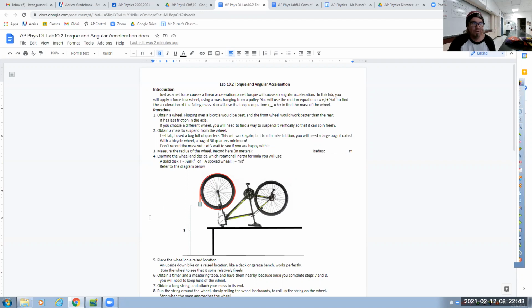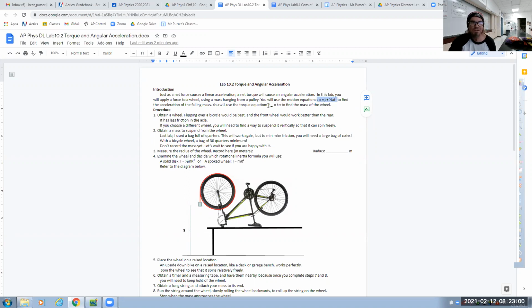I can't write on this, so I can just point with the mouse. Look at that formula right there. You're going to time the descent of the mass. Once you get that descent, you can then take that information to solve for what the acceleration is.